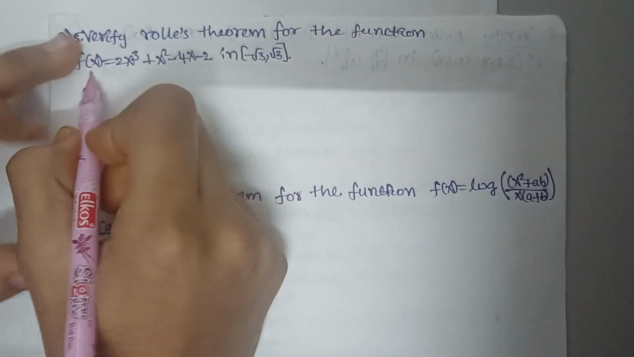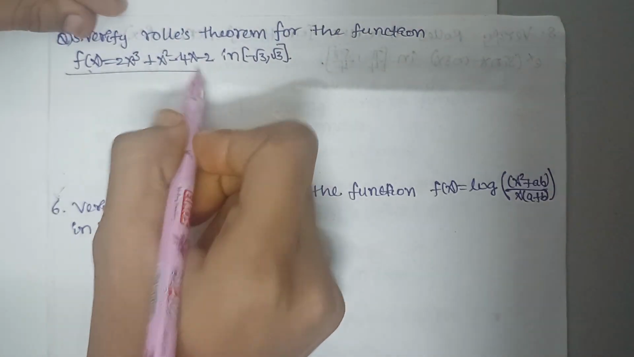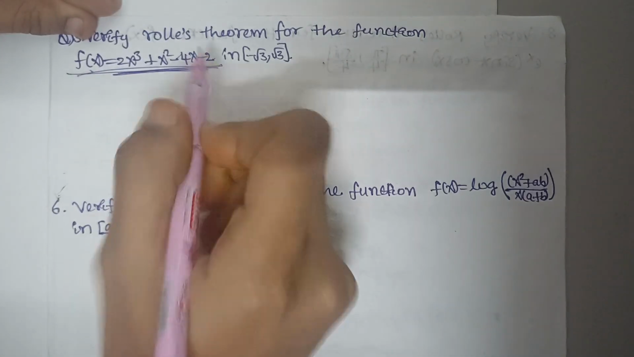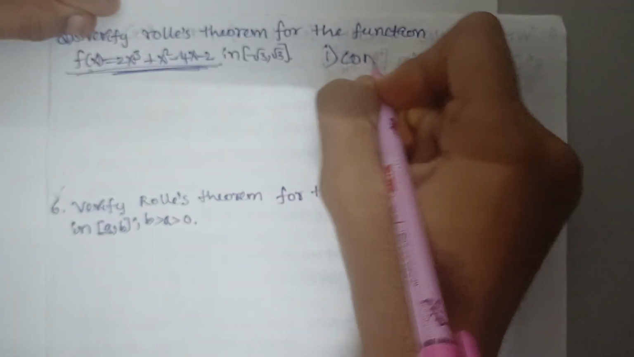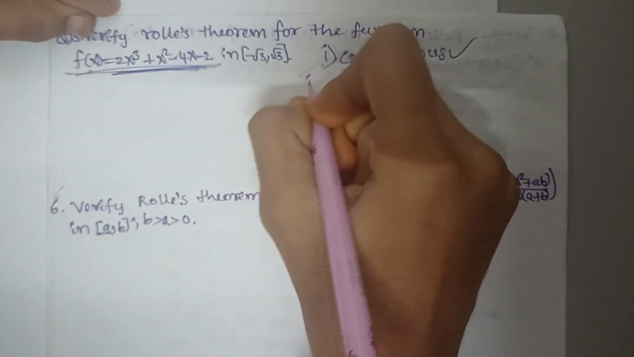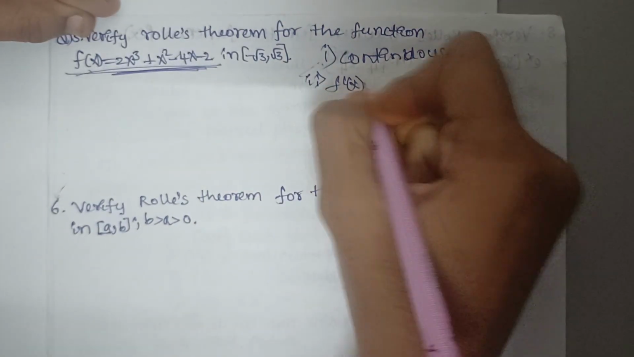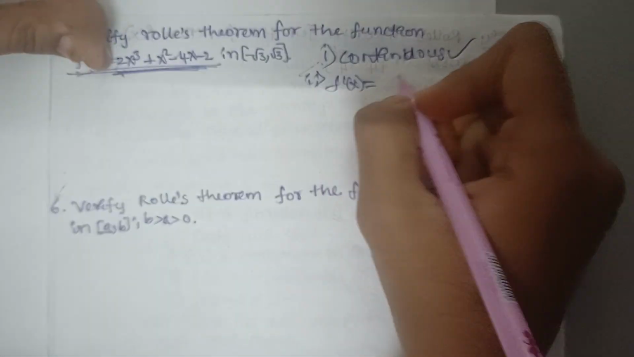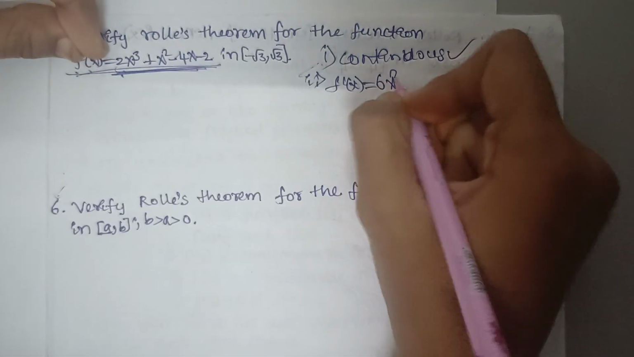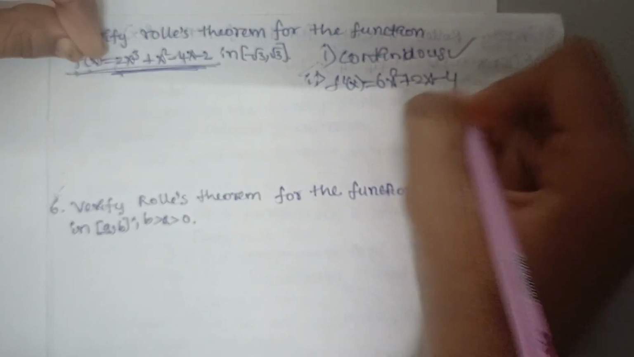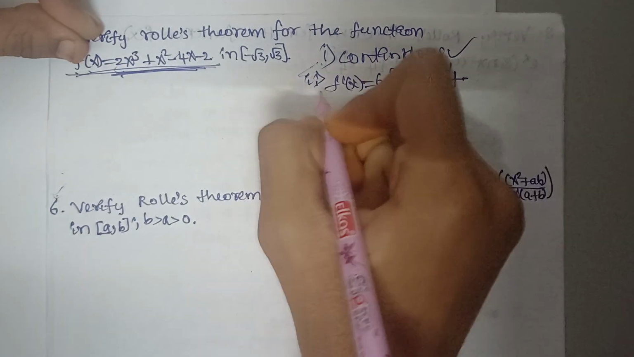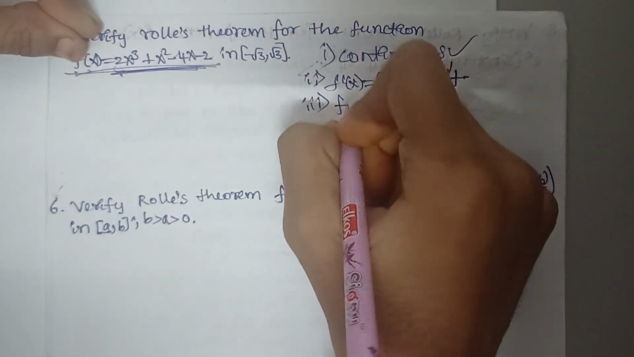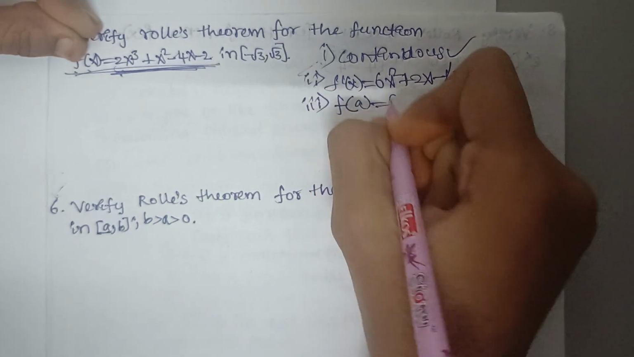And now coming to another question. Here your f of x is again a polynomial function, which means it is continuous. That means your first condition is being satisfied, and your second condition is to check whether it is differentiable or not. Here you will get your f dash of x, which is 2 into 3, 6x square plus 2x minus 4. And our third condition is that f of a should be equal to f of b.